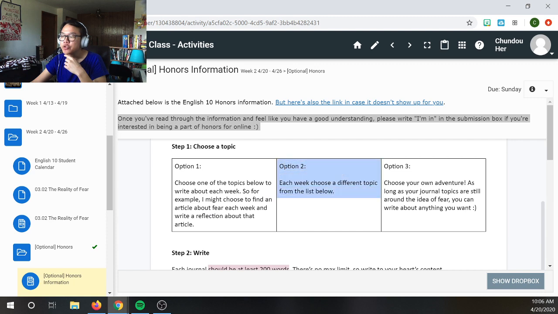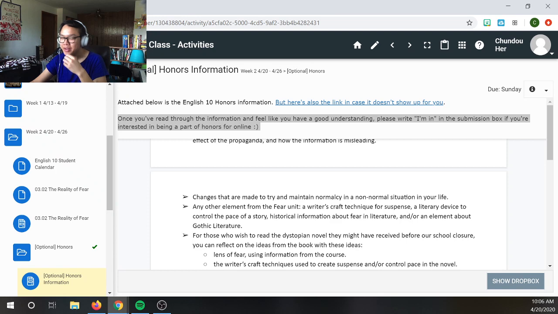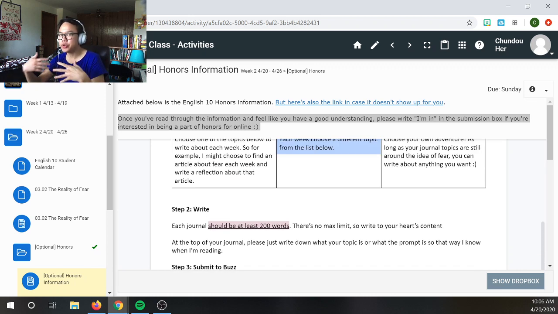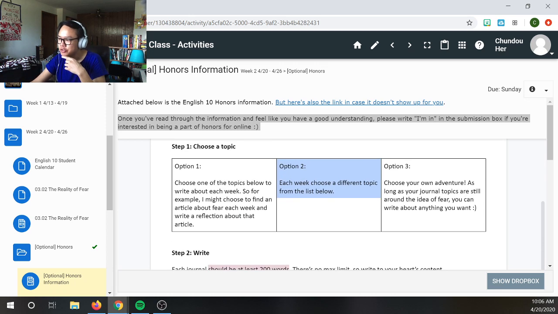Option 2 is each week choose a different topic from the list below. So you just look at this list and think, okay, this week I'm going to do this one. This week I'm going to do this one. There are about 6 or 7 weeks left. So in total, you'll be choosing 6 to 7 topics if you choose that one.